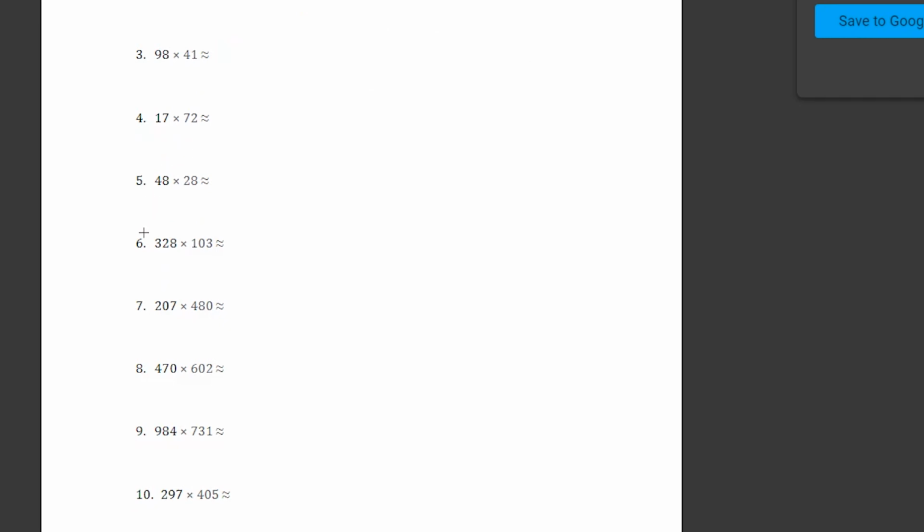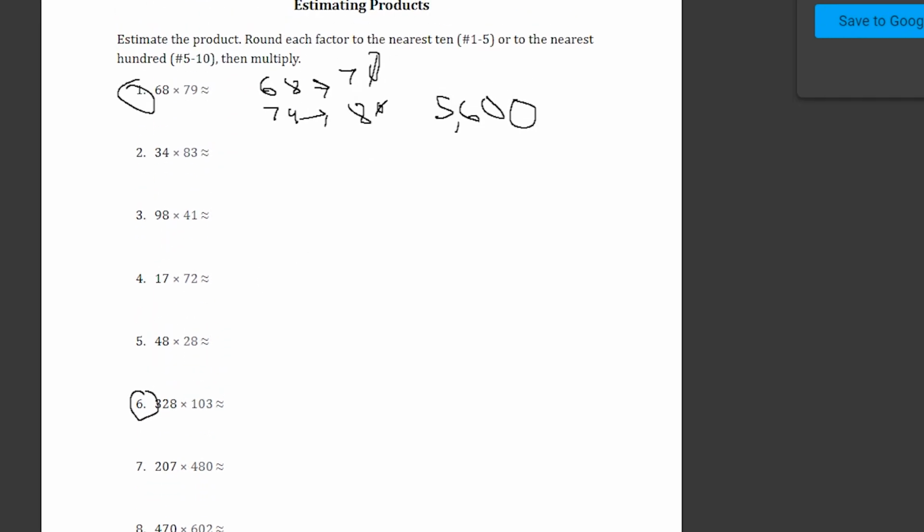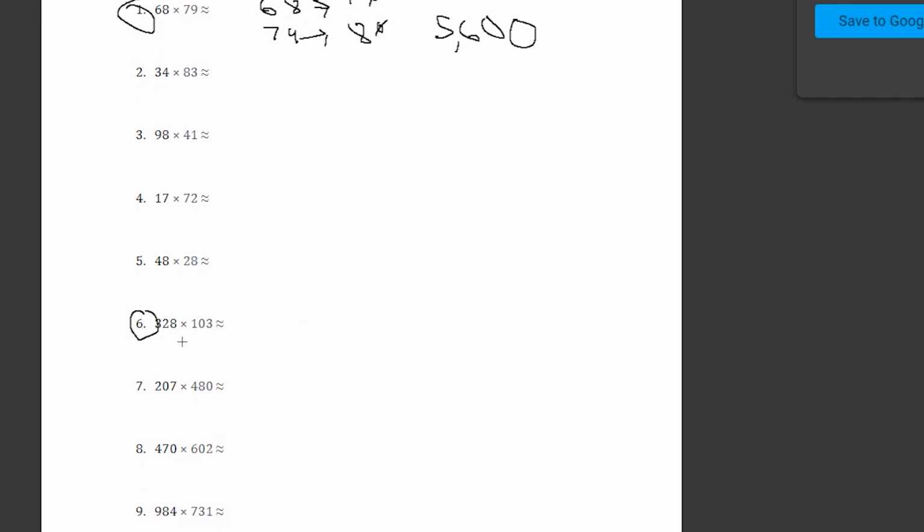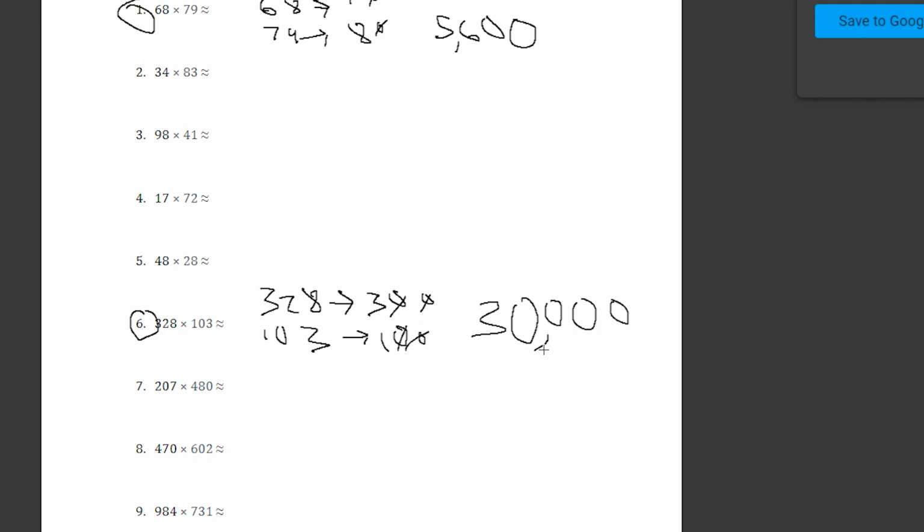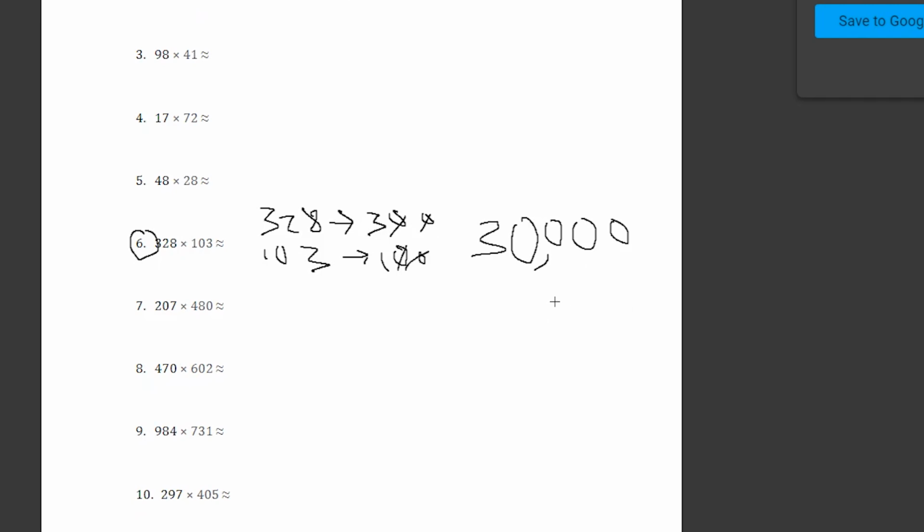Now I'm going to do an example with 3 digits. So here we have 328, which rounds to 300, and 103, which rounds to 100. Now we just do 3 times 1, which is 3, and it's 1, 2, 3, 4 zeros. So this will give it an answer of 30,000.